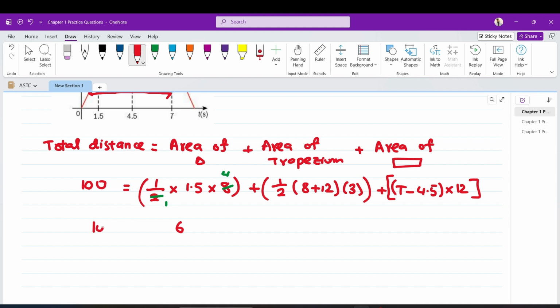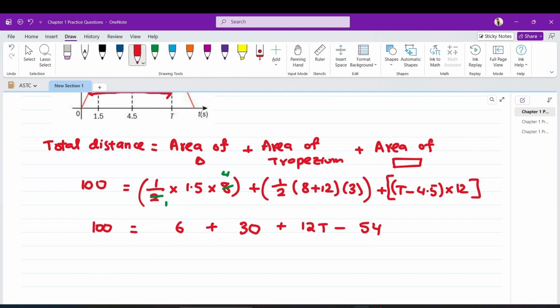100 is equal to 6 plus 8 plus 12, which is 20. 20 divided by 2 gives us 10, and 10 multiplied by 3 is 30. Plus now this 12 will be multiplied, so we have 12t minus 4.5 times 12, so that will be 54.